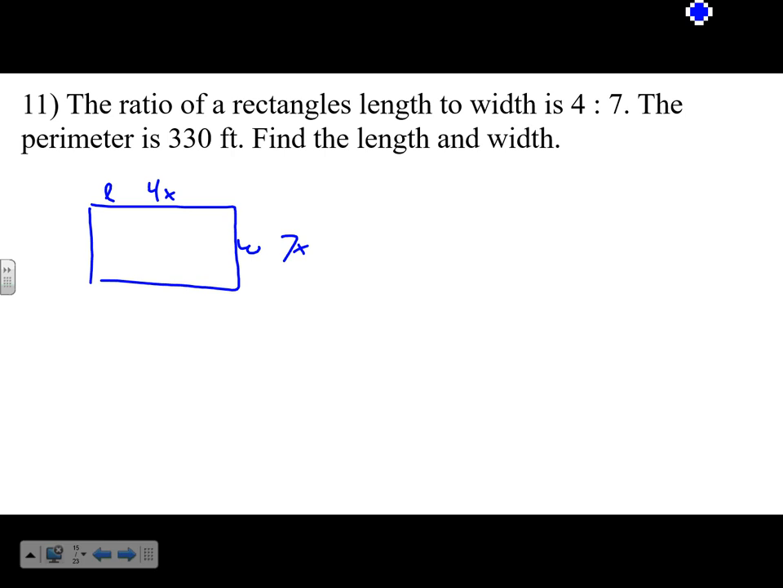The perimeter is 330. Well, the perimeter is when we add all these together. So I know this side is 4x and this side is 7x. There's a shorter way to do this, but I think it's a little bit harder to remember. But we can just add those all together. That has to add up to the perimeter of the whole thing. So now we combine our like terms. 4 plus 4 plus 7 plus 7 is 22. Divide both sides by 22.